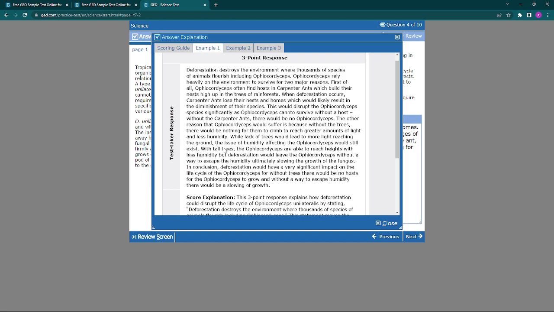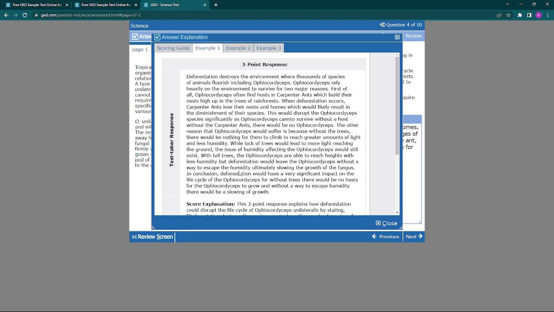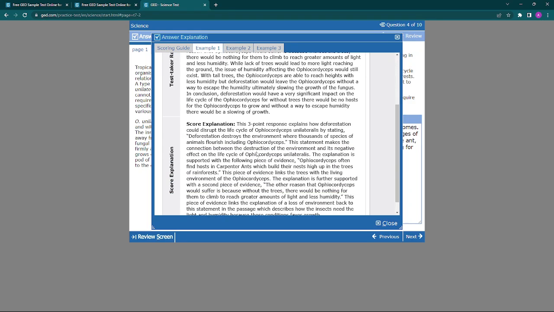So, anyways, with tall trees, you are able to reach heights with less humidity, but deforestation would leave. So, okay, right there, unless the story said at greater heights there's less humidity, which I could have missed. That's fair. Let's see. Deforestation would have a very significant impact on the life cycle of the OU. For without trees, there'd be no host for the OU to grow, and without a way to escape humidity, there'd be a slowing of growth. So right there, the humidity and the growth, I feel like, is something I just completely missed.